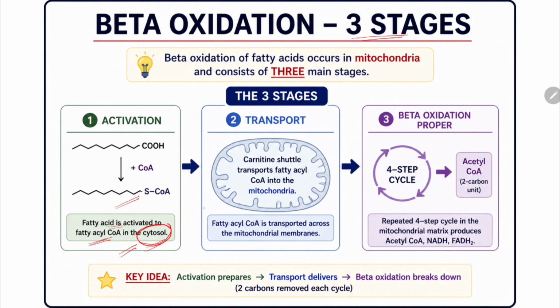The next process is the transport of this fatty acyl-CoA through the mitochondrial membranes, and this occurs through a shuttle pathway called as Carnitine shuttle. Then, after the fatty acyl-CoA reaches the mitochondrial matrix, it undergoes a 4-step cyclic process, that is oxidation, hydration, oxidation and thiolysis. So these are the 3 stages: activation, transport and beta oxidation proper. Activation occurs in the cytoplasm, transport through the Carnitine shuttle from the cytoplasm to the mitochondrial matrix, and beta oxidation proper in the mitochondrial matrix.